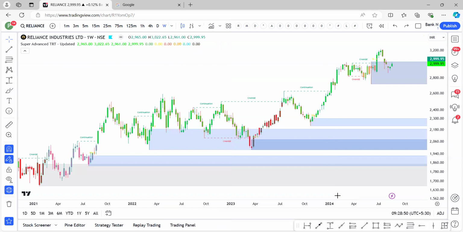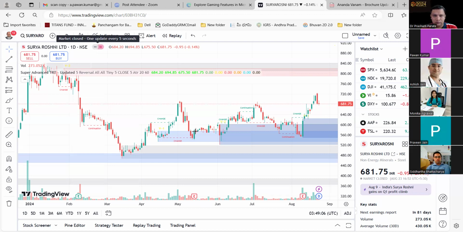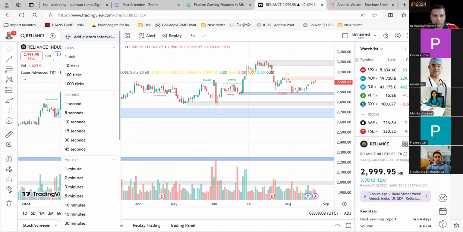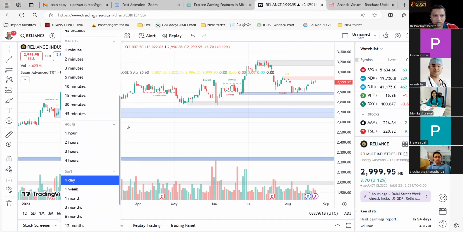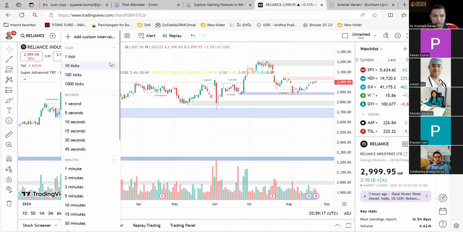Share your screen again. Now there is D written, right? Click on that. All the choices are available. Bring your cursor down. 1, 3, 5, 15. Everything is available.